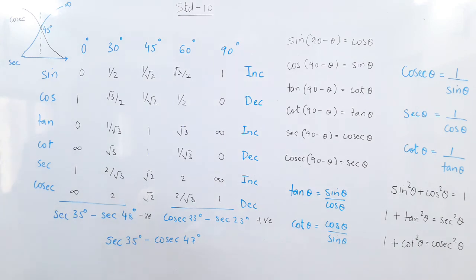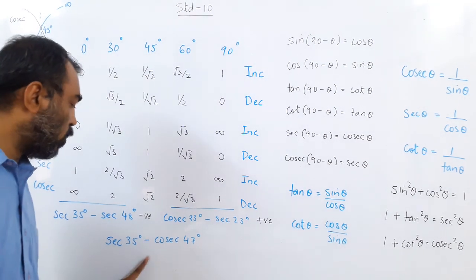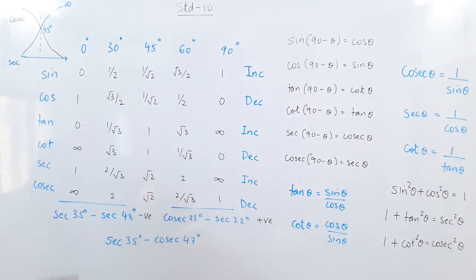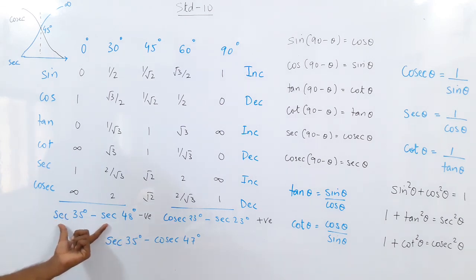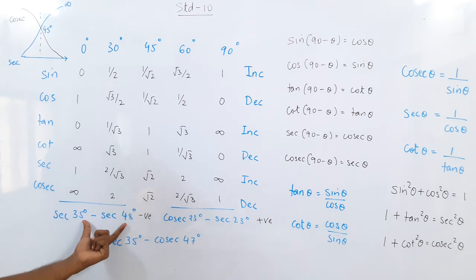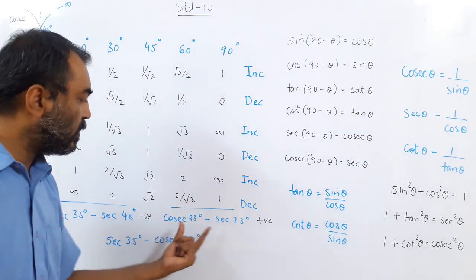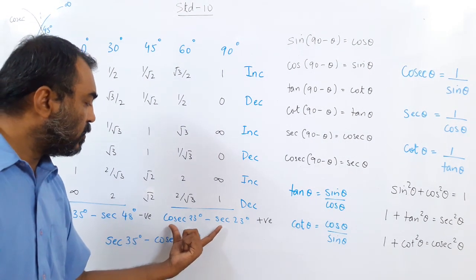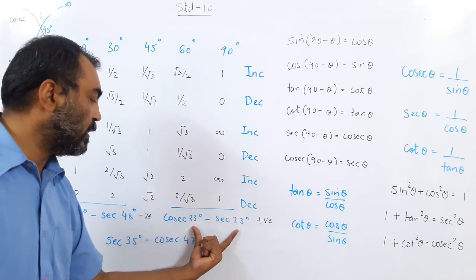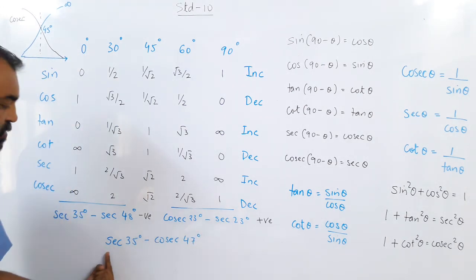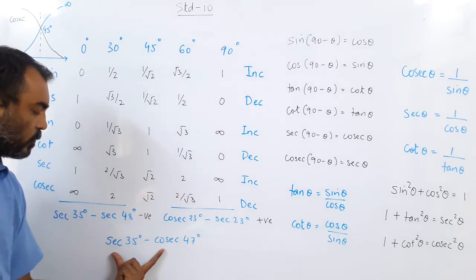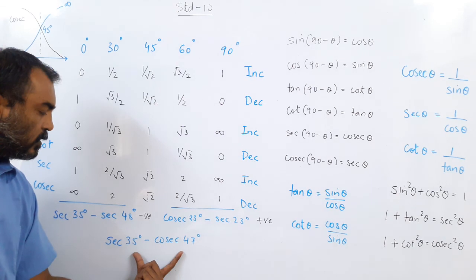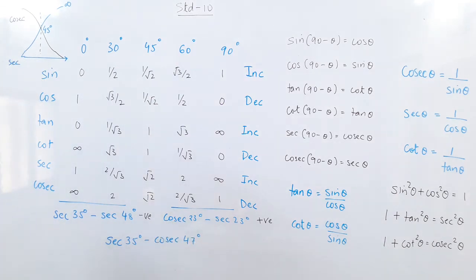Okay. So now will this value be positive or negative? So we have seen sec 35 minus sec 48. Here both the ratios were sec, the degree was different. We tried cosec 23 minus sec 23. Here the ratios were different, but the degree is the same. Now here we have got sec 35 and cosec 47. The ratio is also different and the degree is also different. So in this type of sum, what answer will we get, positive or negative?